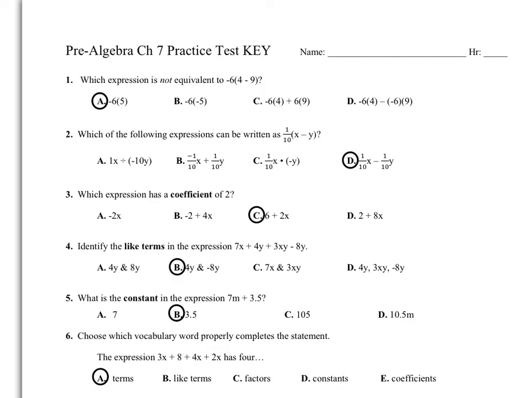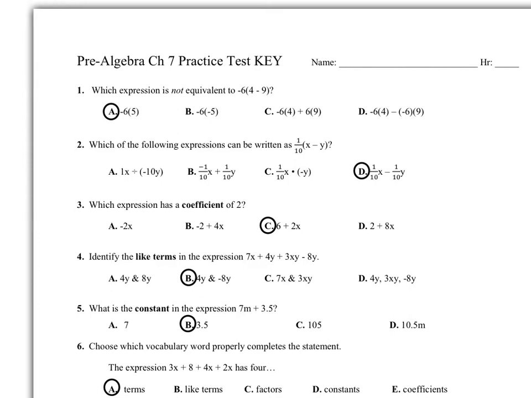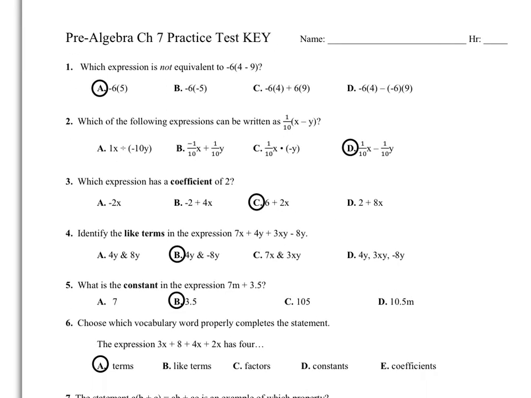Okay, number one. Which expression is not equivalent to negative 6 times 4 minus 9? Okay, to solve this problem, we're going to want to find out what each of these equals. So, first things first, let's simplify 4 minus 9. Okay, 4 minus 9, I have a positive 4 and a negative 9.